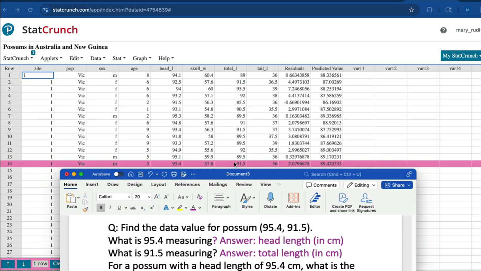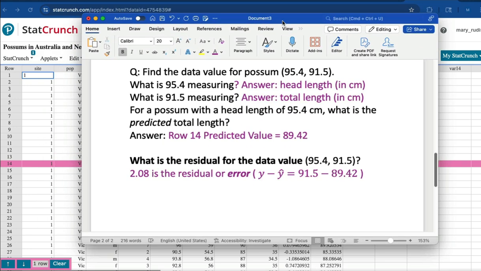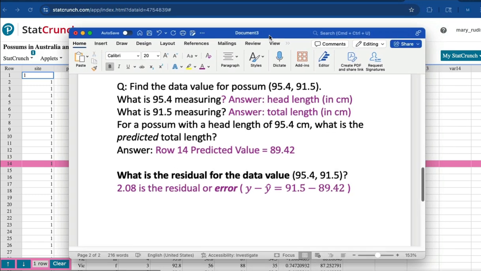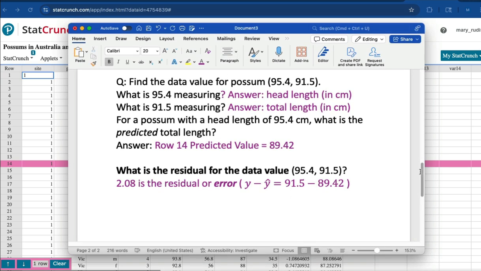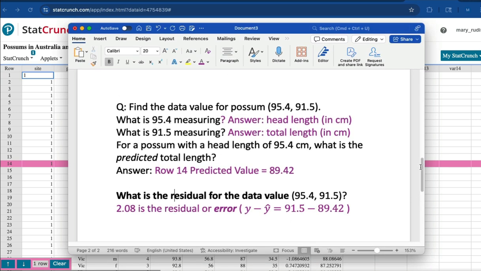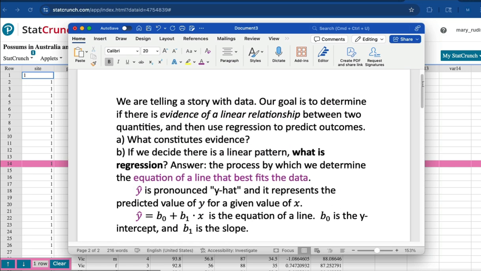Okay, so that allows you, if you have access to the raw data in StatCrunch, to perform the regression and insert those columns for the predicted value and the residuals, so that you can use those for your homework questions instead of having to calculate them by hand, okay? Anyway, that's an introduction to linear correlation between quantities and how to use them to make predictions.